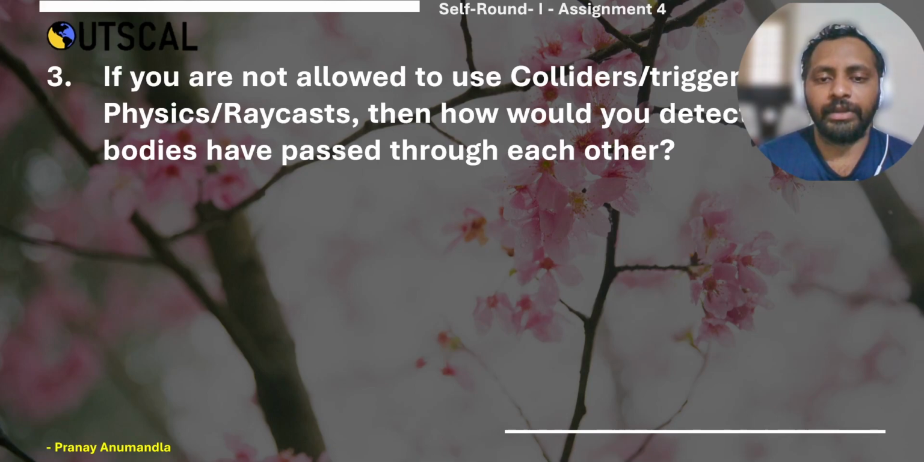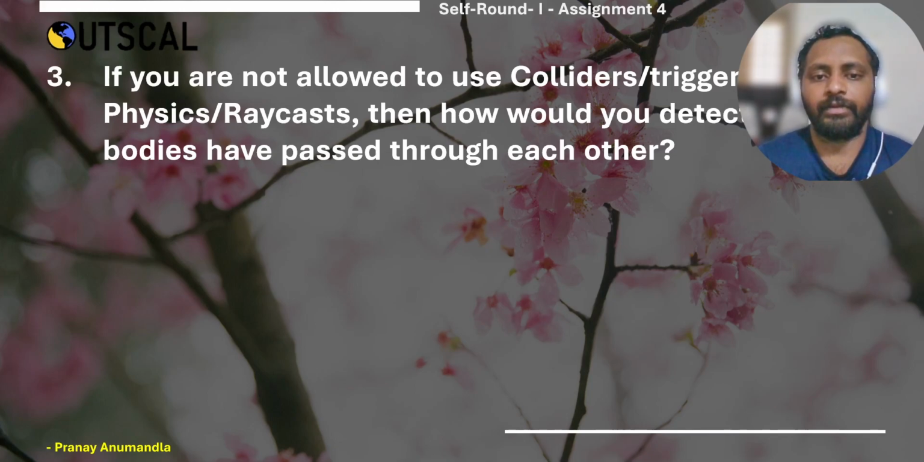If they are facing opposite sides, like one is coming towards another, then we can calculate the distance and position between the objects regularly, at regular time intervals.